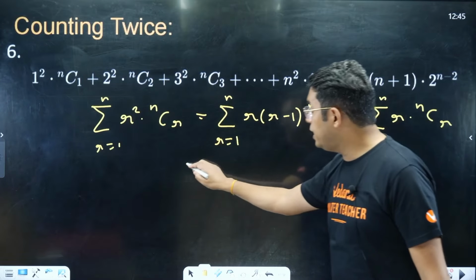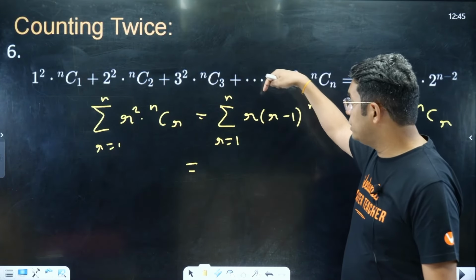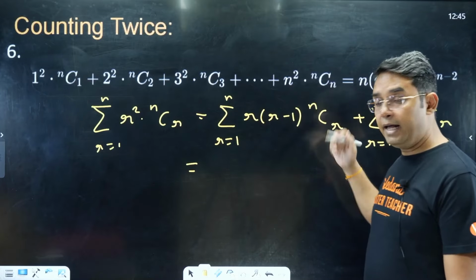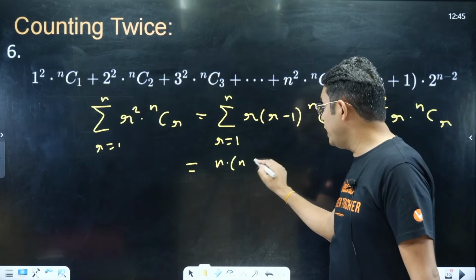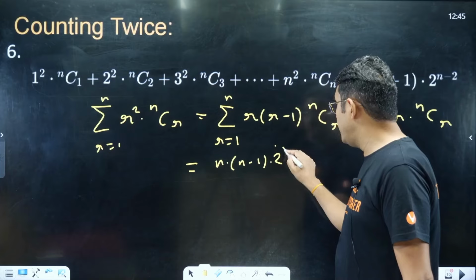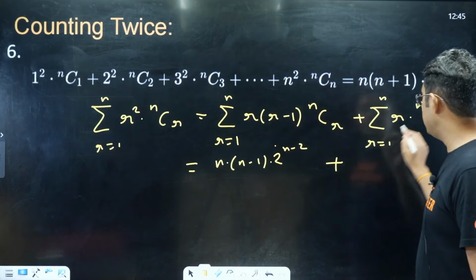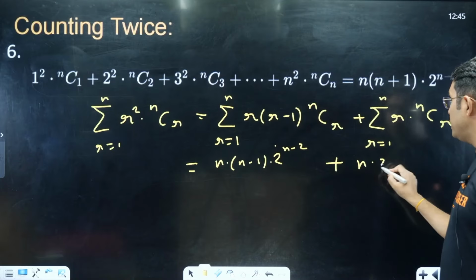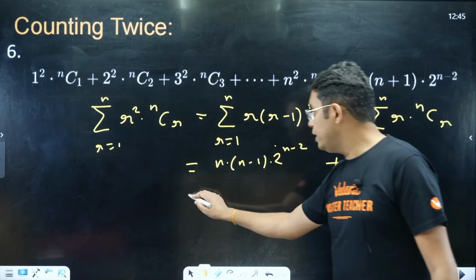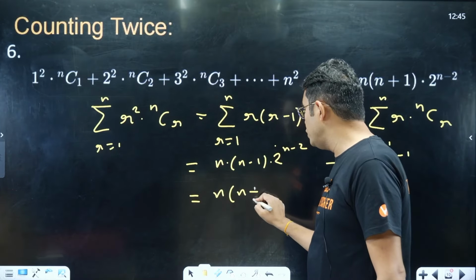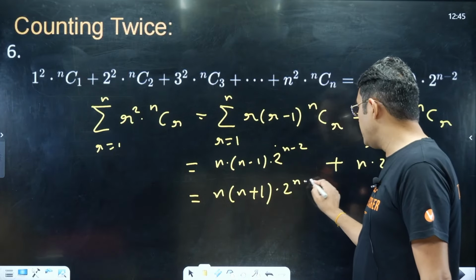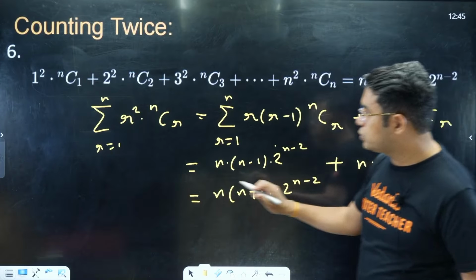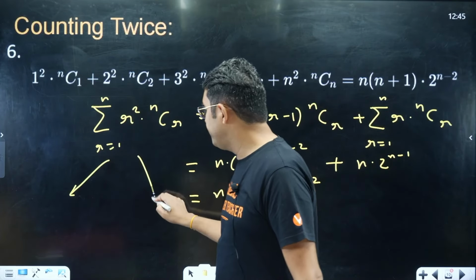Now we know it directly. That's a concept where we are choosing a leader and sub leader after selecting r persons, and directly it can be done in n into n minus 1 into 2 power n minus 2 ways. Whereas this is just selecting a leader after selection of r persons, so it is n into 2 power n minus 1. Just add them, and after simplification I think you get n into n plus 1 into 2 power n minus 2, if I am not wrong. Yeah, that's it.